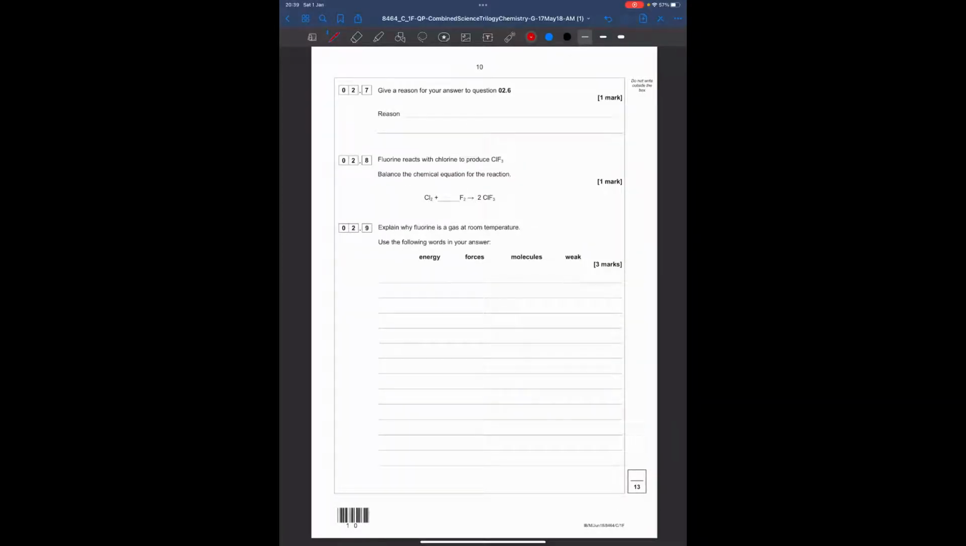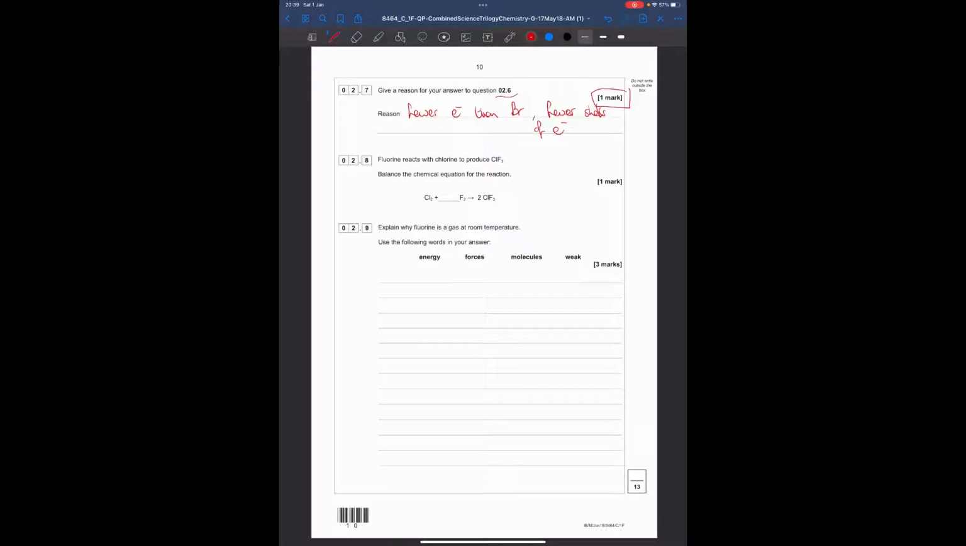Okay, so moving on to question 2.7, we need to give a reason for our answer for 2.6. So why have we said that chlorine is smaller? Well, we can see from the periodic table that it has fewer electrons than bromine. Therefore, it would have fewer shells of electrons. Okay, it's only a 1 mark answer, so it's just saying that because it has a smaller amount of electrons, it is a smaller atom.